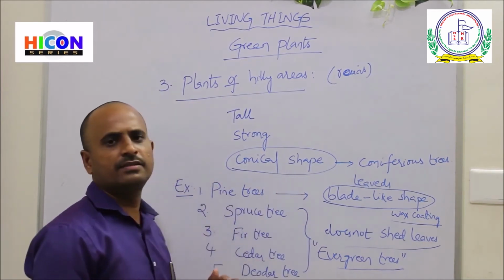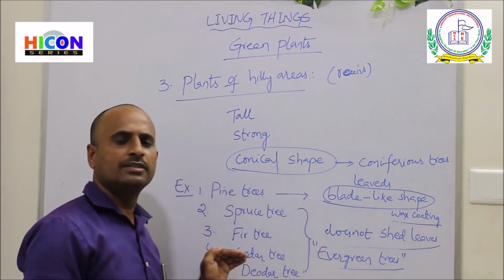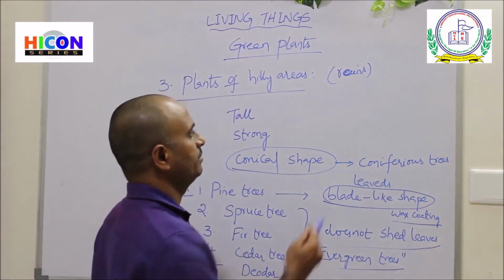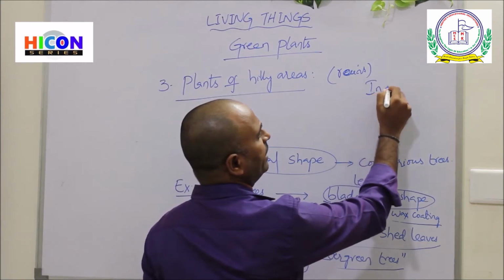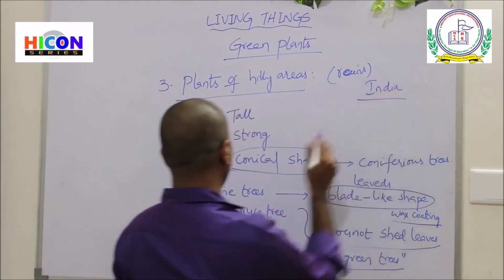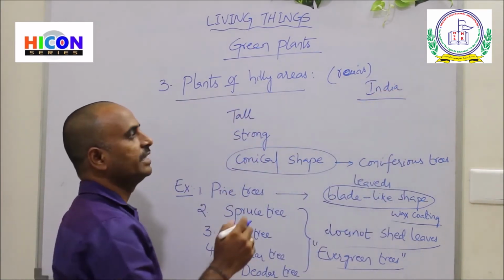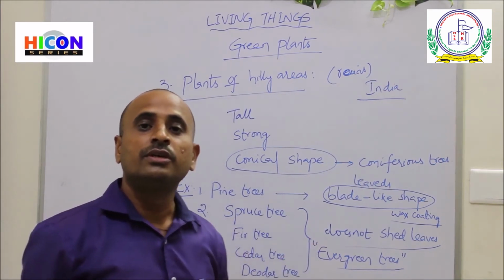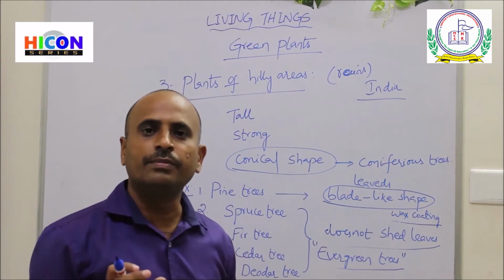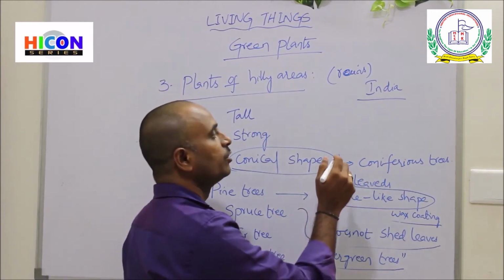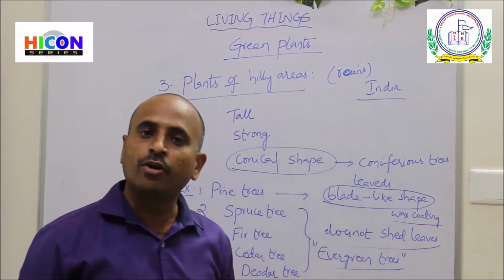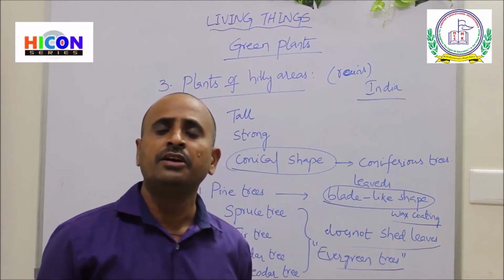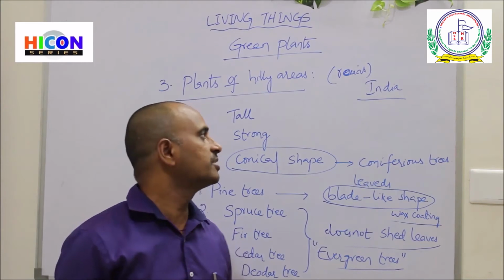Generally, these plants are observed in hill areas, especially in our India. In our India, we observe these plants in hill stations. The most popular tourist hill stations in India are Mussoorie, Kodaikanal, Nainital, Simla, etc. These are the hill stations in our India.